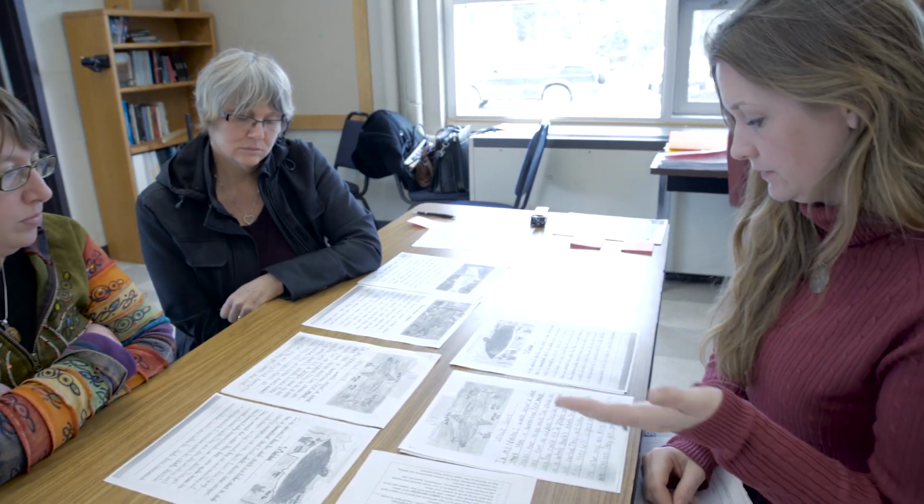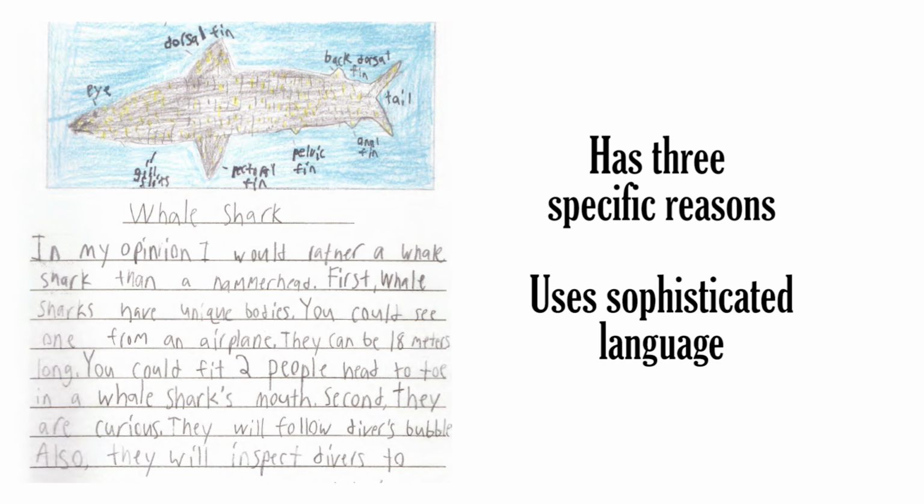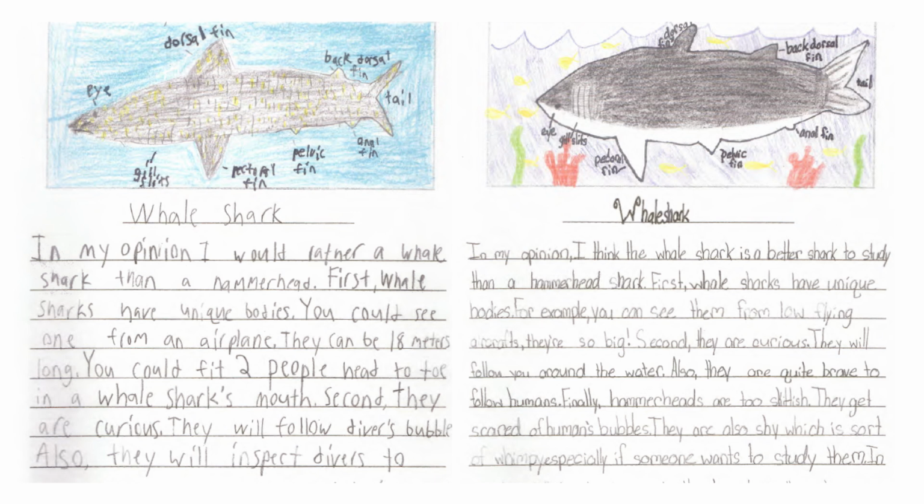Both examples are giving us 3 specific reasons for choosing their opinion. But this example has more sophisticated language. It's concise. This one has perhaps a greater volume of detail. We were looking at words like too skittish. That they're brave.